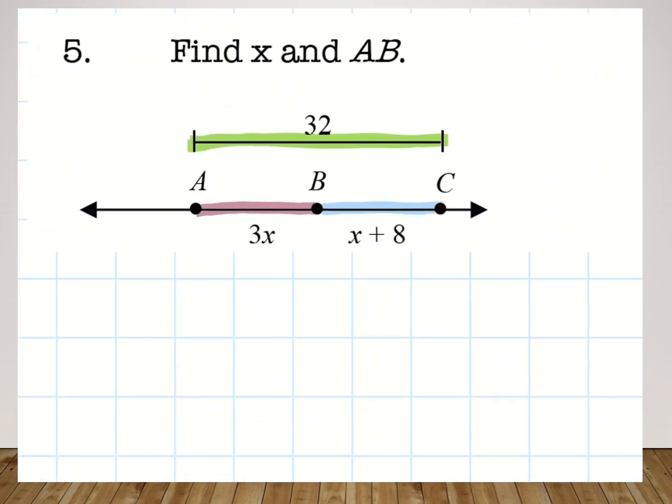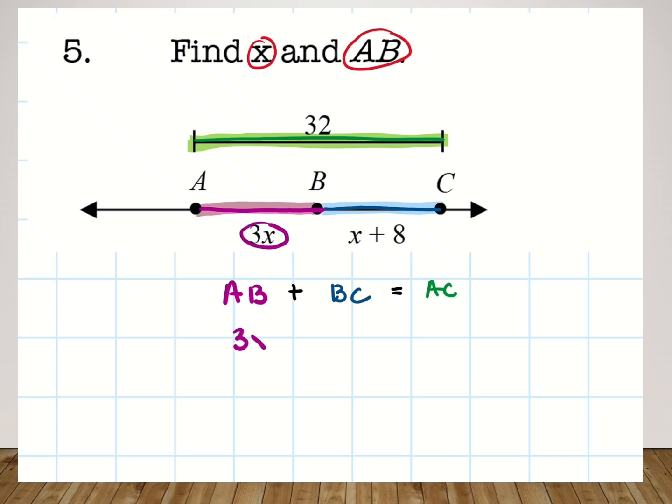Let's go ahead and look at a problem where it's not as obvious as the other one. The other one you could probably do mentally without having to set up an equation. But on this one, there's x's involved and expressions with x's, so it's not as obvious. So we set up our equation here, which is AB plus BC equals AC. That's what the segment addition postulate states.